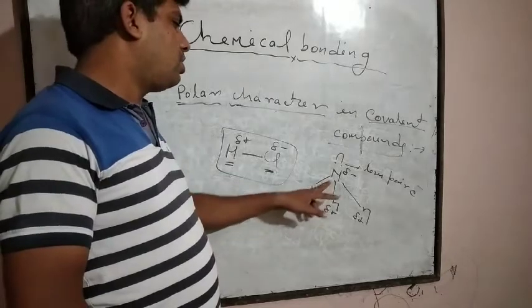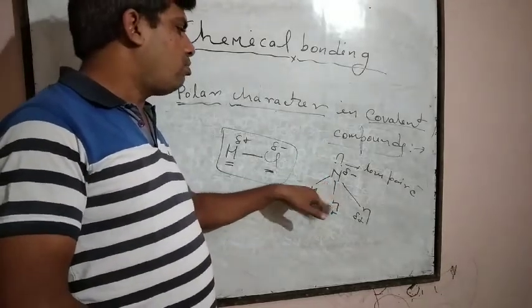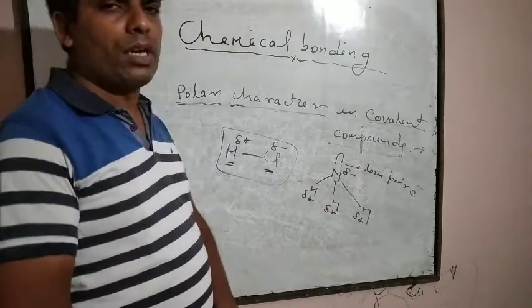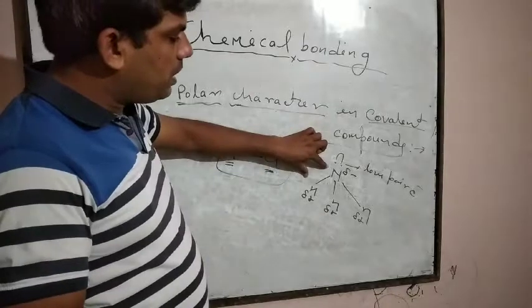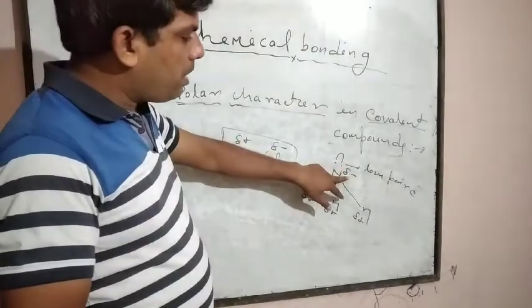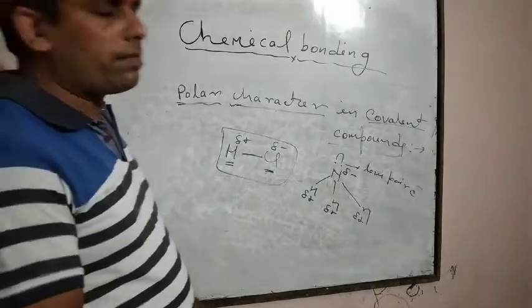In between these atoms, a covalent bond is formed, but due to the high difference of electronegativity, the shared paired electrons shift towards one side, and in this way, this atom bears a partial negative charge and this atom bears a partial positive charge.